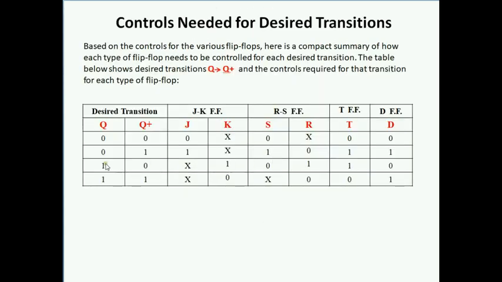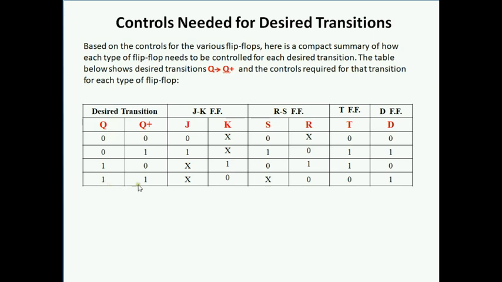So for this transition, as long as the K is 1, it does not matter what the J is. If the J is 0, and 1 for the K, that will mean a reset, and you're going to get your transition from 1 to 0. But if the J is 1 and the K is 1, then you're going to have a flip. So since it was 1, it will flip to 0.